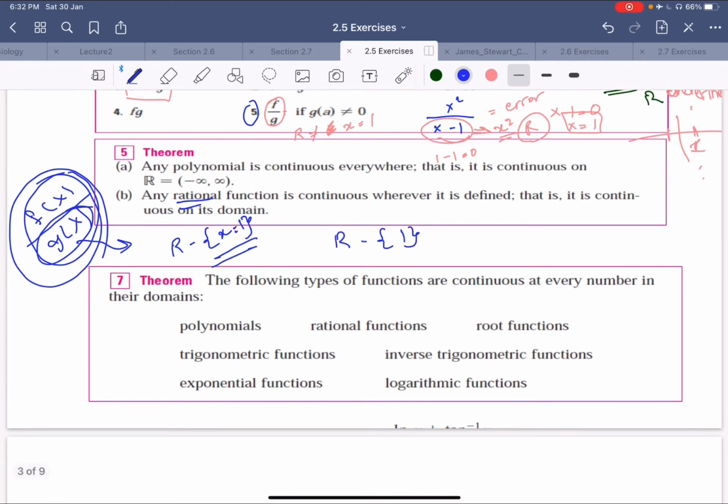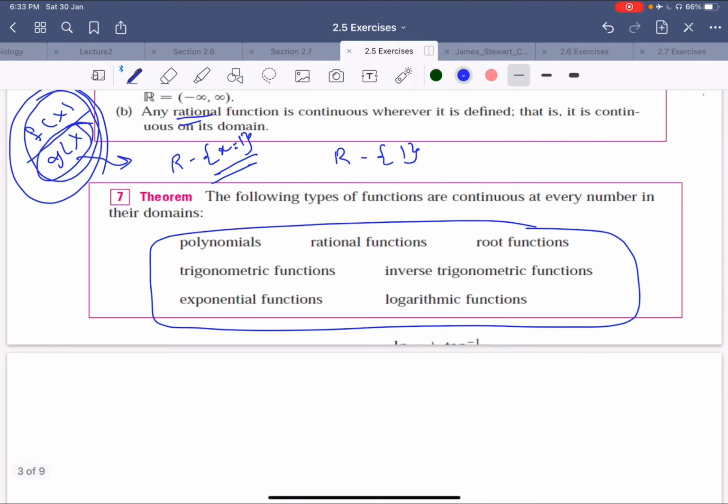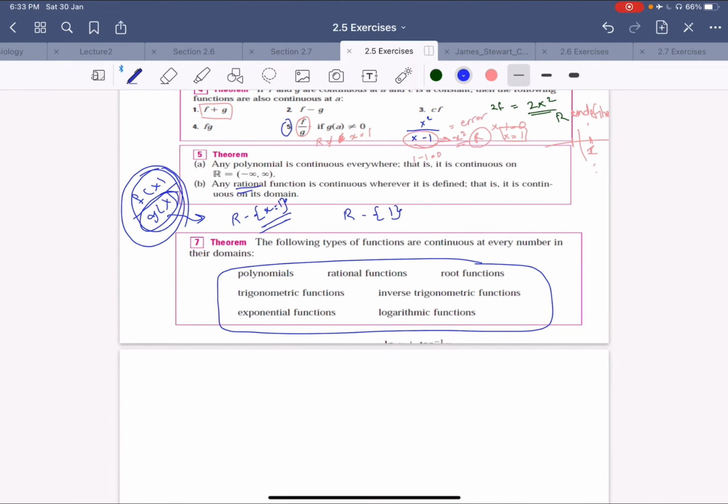The following types of functions are continuous at every number in their domains: polynomials, rational functions, root functions. So continuity has a lot to do with the domain. We say the function is continuous if the domain exists; it is continuous on its domain. All the known functions are continuous over their domains: root functions, rational functions, polynomials, exponential functions, logarithmic also, and inverse functions. So the domain restricts the continuity.